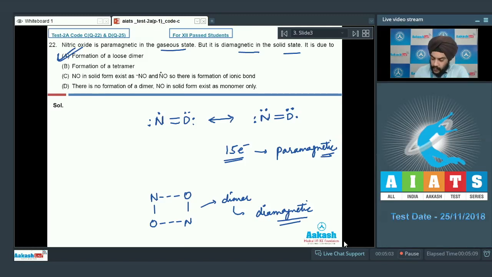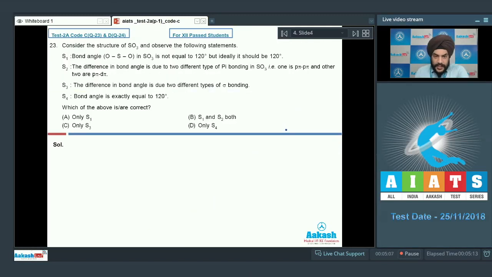Let us look at the next question, question number 23. Consider the structure of SO3 and observe the following statements. So in statement 1, the examiner talks about the bond angle in SO3 is not equal to 120, but ideally it should be 120. So students, this statement is incorrect. If we talk about the structure of SO3, the sulfur atom has 6 electrons and all of those 6 electrons are involved in forming bonds with oxygen. So we can see that the sulfur atom is sp2 hybridized and the bond angles here are 120 degrees each due to symmetry. So statement 1 is incorrect.